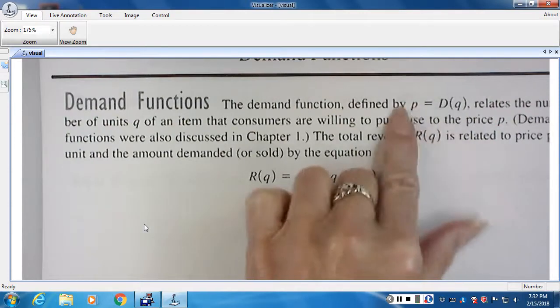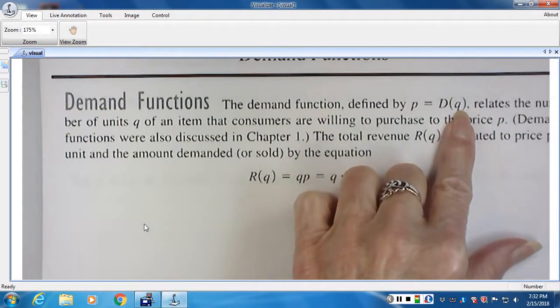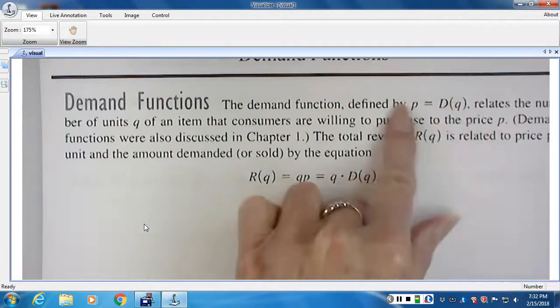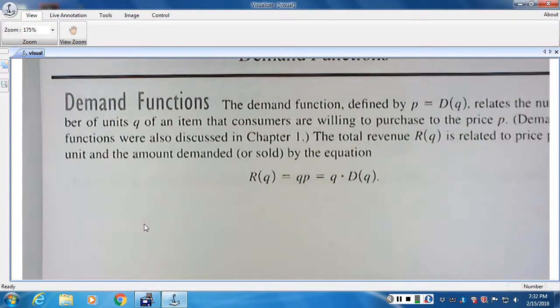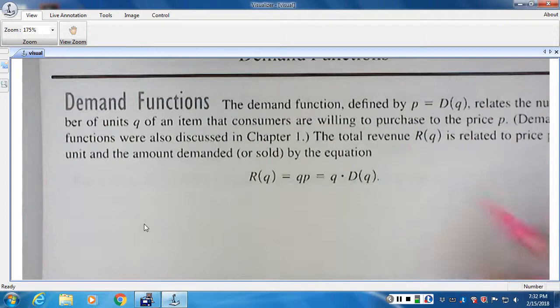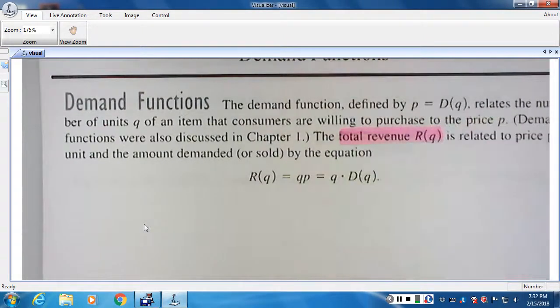And the price depends on the quantity demanded. Sometimes the price will go up and the demand will also go up, but sometimes the price will go up and the demand will decrease. So the quantity demanded depends a lot on the price and vice versa. The total revenue is always going to be related to the price and the demand. It has to be the combination of the two.